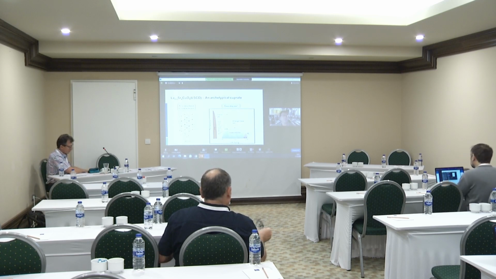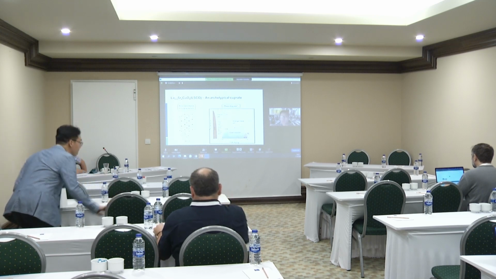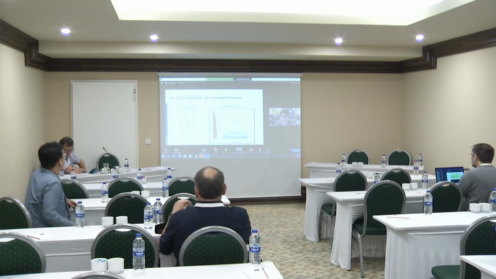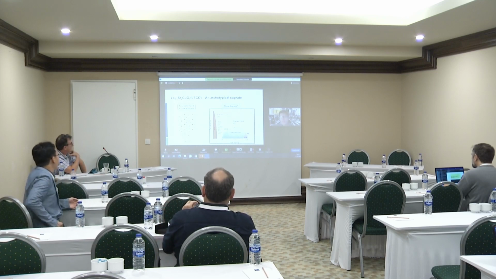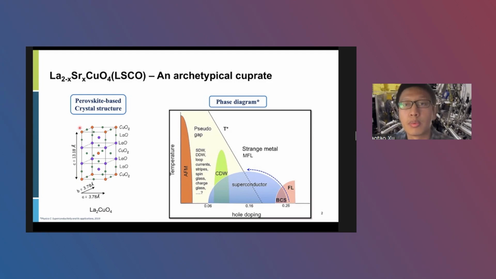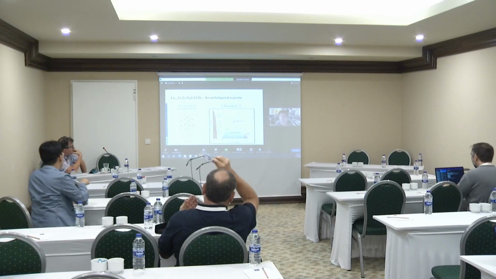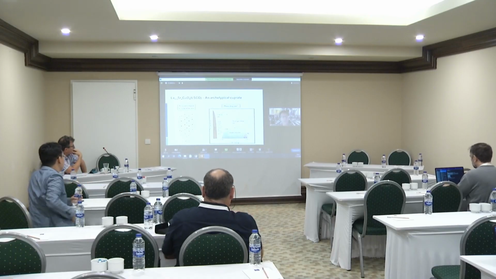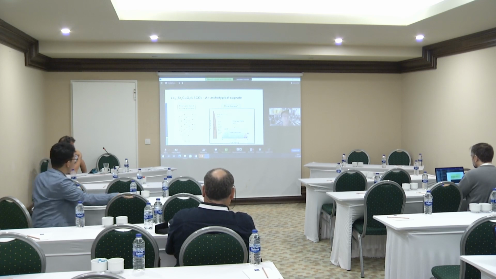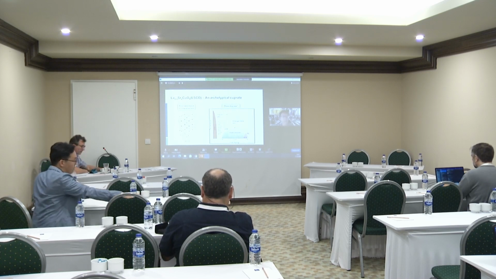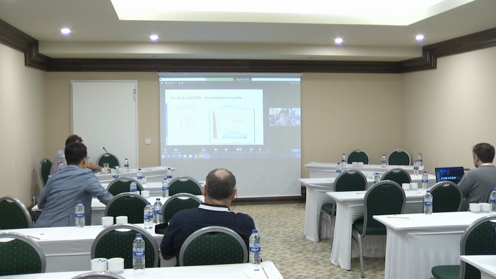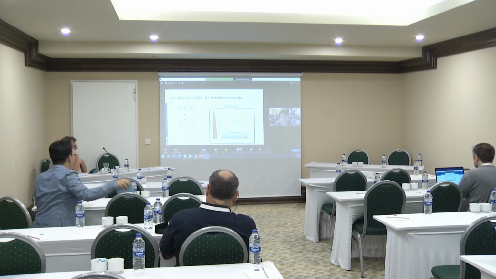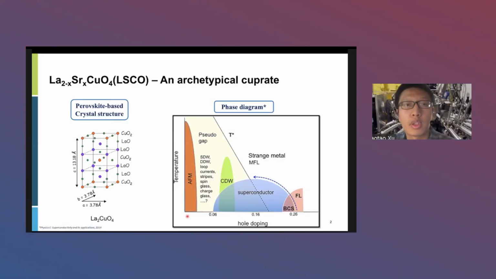So LSCO is an archetypical cuprate high-temperature superconductor. The crystal structure of its mother compound, which is undoped LCO, is shown on the left. The crystal has a perovskite-based structure that is common for most of the other cuprates. By substituting a certain portion of lanthanum with strontium, one can dope this material all the way from an antiferromagnetic insulator to a Fermi liquid metal.